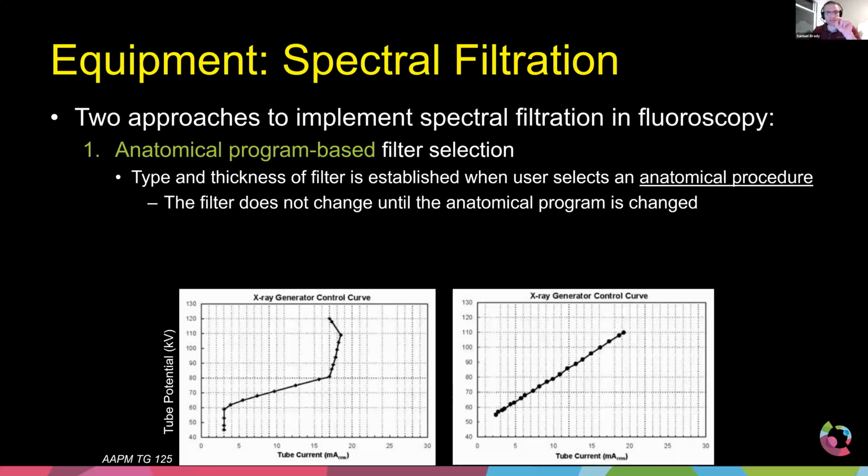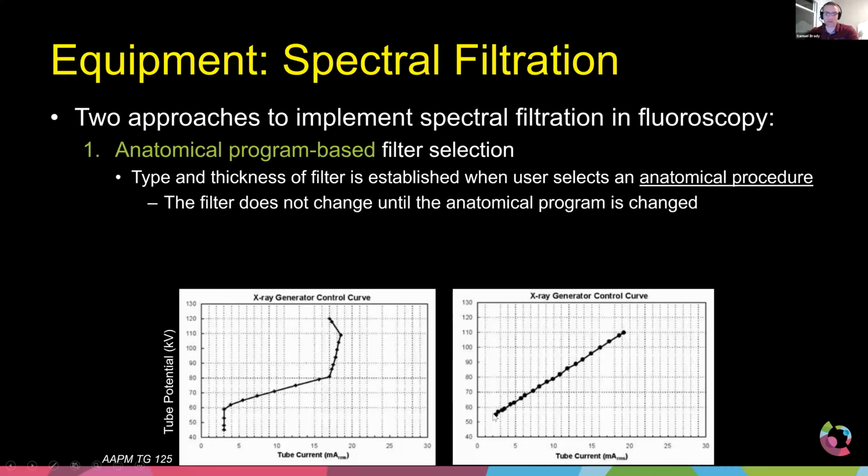And when you tell the system what kind of anatomical imaging you intend to do, it has in its little computer brain already picked out which filter, so it's going to be 0.1, 0.2, 0.3 millimeters of copper. It picks the right filter. And it will then have these curves built into it. So, because it's a single filter, the entire time you're imaging, it will change the two potential kV and the mA in a very specific way.